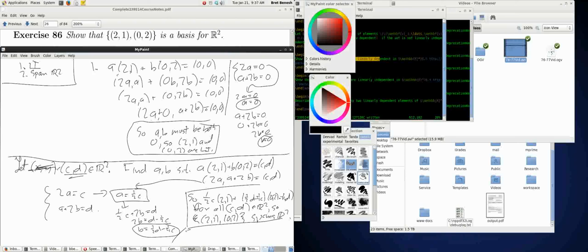Finally, since (2, 1), (0, 2) is linearly independent and spans R2, it is a basis. Done.